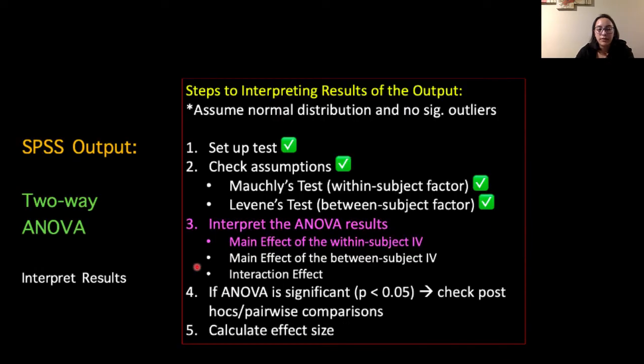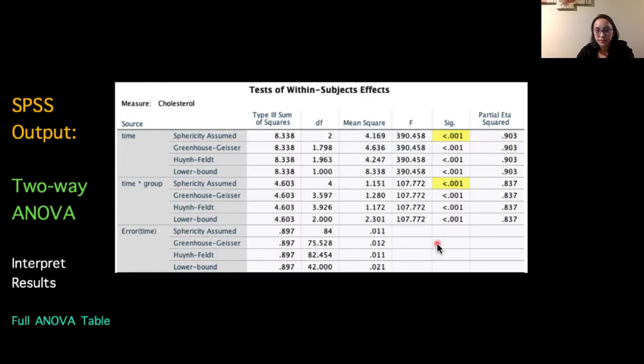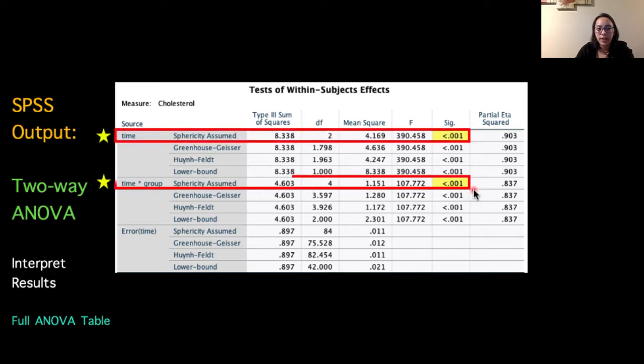Then, after we've checked our assumptions, which we've met both sphericity and homogeneity of variance, we can now interpret the ANOVA results. So I'm going to look at the main effect of our within subject factor time. This will show up in the tests of within subject effects. Nice and easy to remember. You'll recall that we had assumed sphericity. So we'll read the sphericity assumed row for both time as well as the interaction effect.